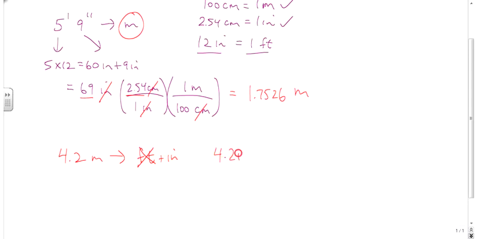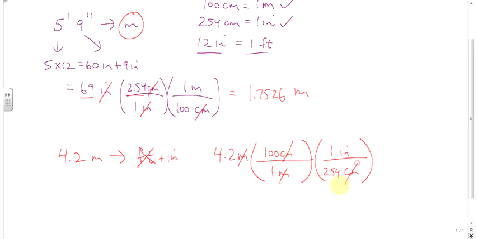So, 4.2 meters. I'm using the same conversions here. I don't have a meter directly to a feet and inch converter. I don't have a meter to an inch converter either. But what I do have is meters to centimeters. 1 meter is 100 centimeters. Meters cancels out. This is now going to be in centimeters, but I don't want centimeters. I want inches. There's 2.54 centimeters in 1 inch. Centimeters divided by centimeters. This is going to give me inches.